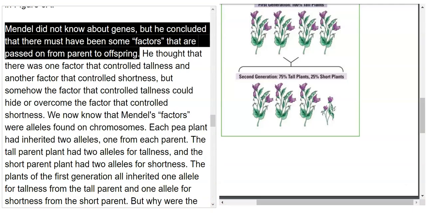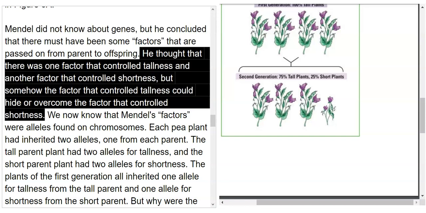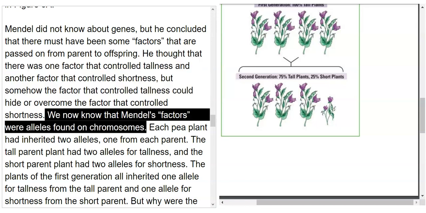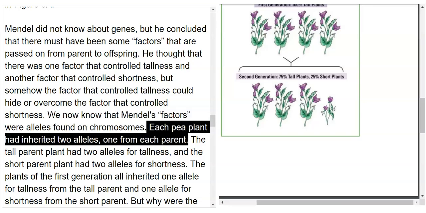Mendel did not know about genes, but he concluded there must have been some factors that are passed on from parent to offspring. He thought that there was one factor that controlled tallness and another factor that controlled shortness, but somehow the factor that controlled tallness could not hide or overcome the factor that controlled shortness. Well, we now know that Mendel's factors were alleles found on chromosomes.